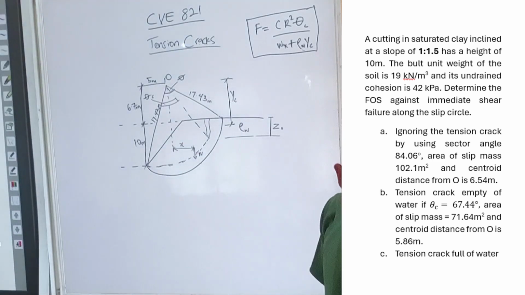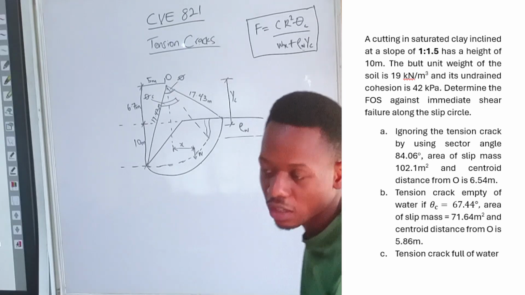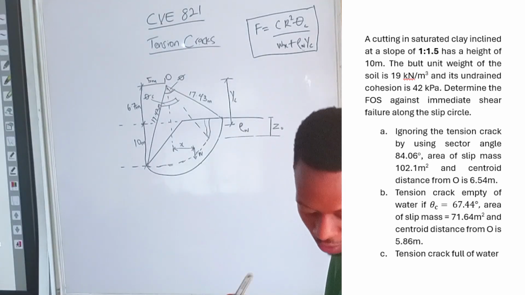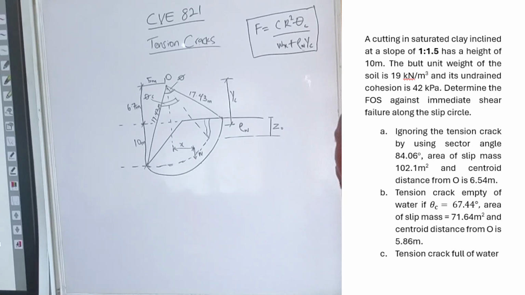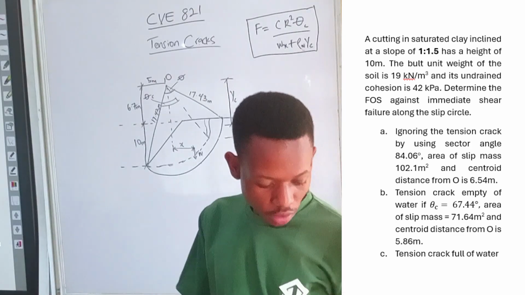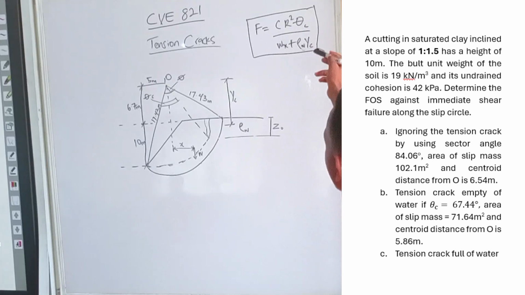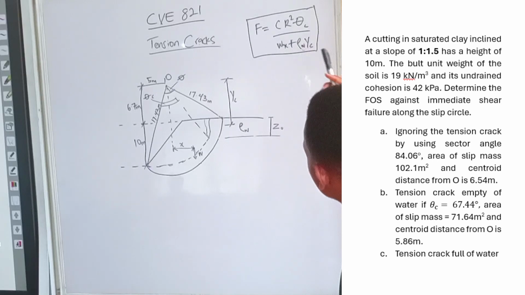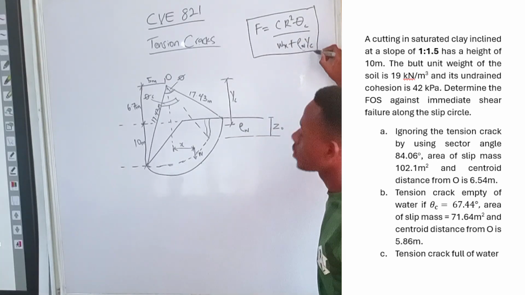So now let's go to the third part of the question. Determine the factor of safety against immediate shear failure along the slip circle if the tension crack is full of water. For this question, the parameters are going to be the same as in part B. The area is the same, the radius is the same, theta C is the same, W is the same, X is the same. The only thing that is going to be different is that we need to find the EW and YC.